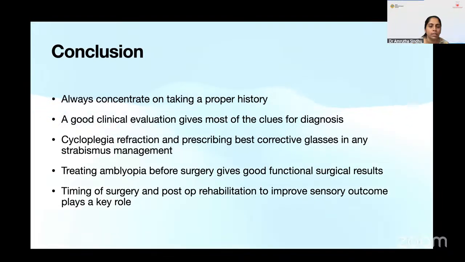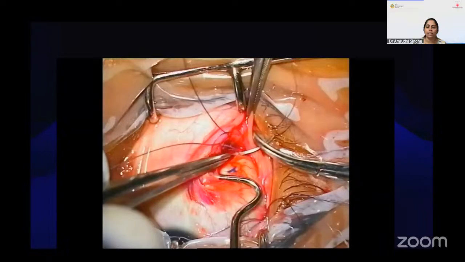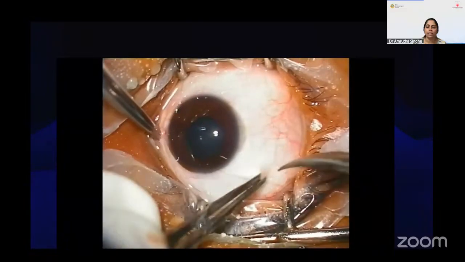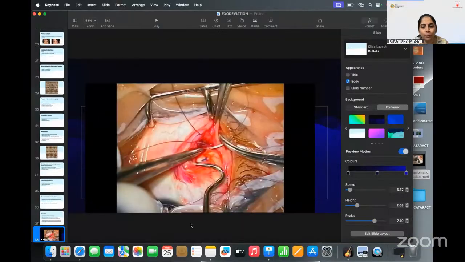So any squint for that matter, always do a cycloplegic refraction, give the best corrective glasses. That will be the first step in management of any strabismus. If there is any amblyopia, treat it. Look at the functional and surgical results, stage and time the surgery. So maybe I can conclude my talk here. Thank you.